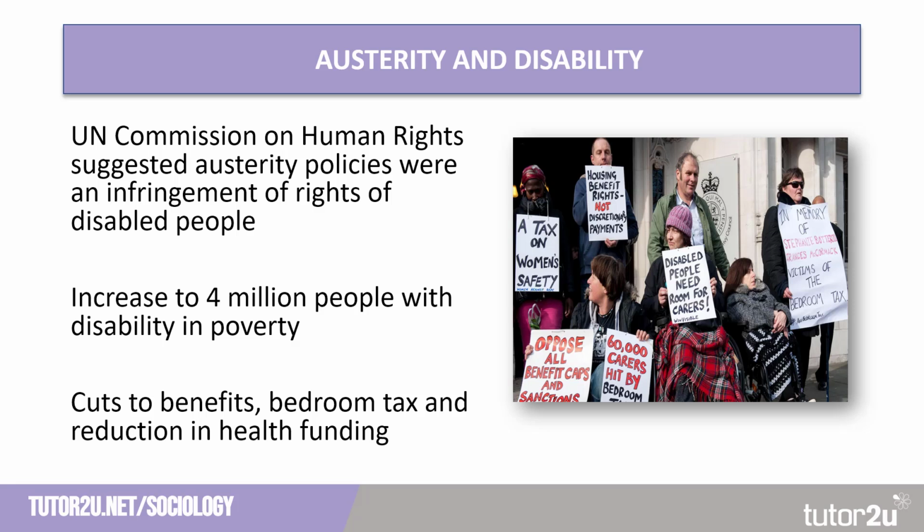The UN Commission on Human Rights, who looked at inequality in the UK, concluded that those with disabilities were also unfairly targeted by austerity. This report went as far as to suggest that austerity policies infringed on the human rights of disabled people. This was echoed by Professor Michael Marmot in recent reports. Cuts to healthcare, benefits, housing and employment legislation have seen 4 million people with disabilities living below the poverty line, and this has increased significantly over the past decade.